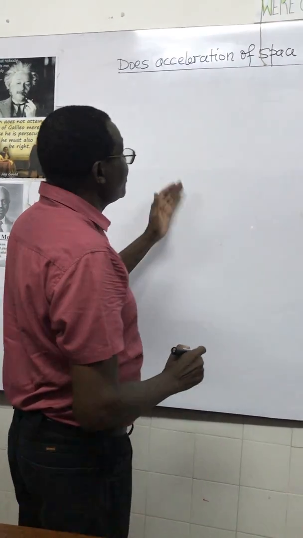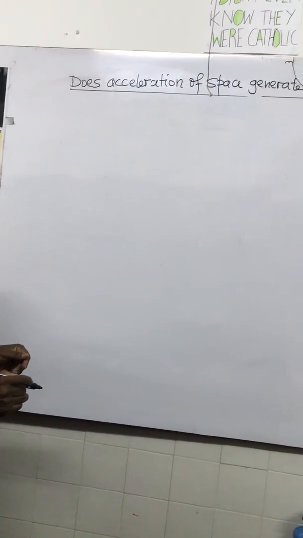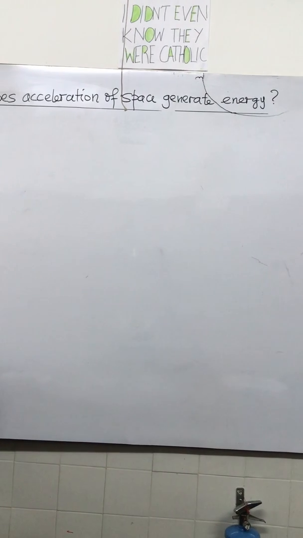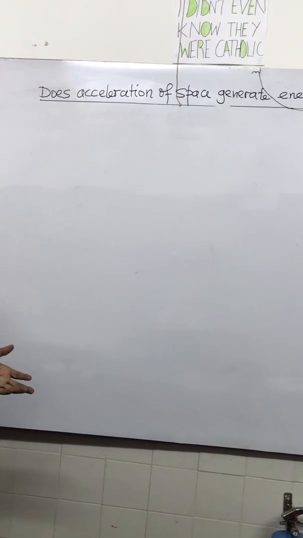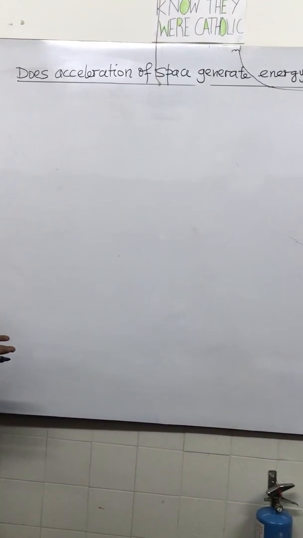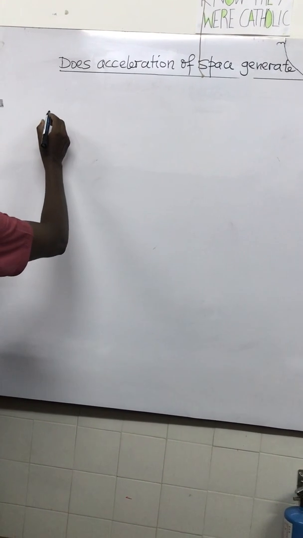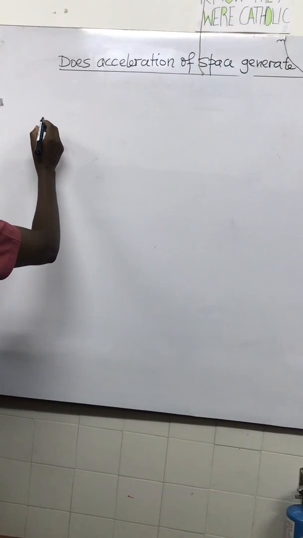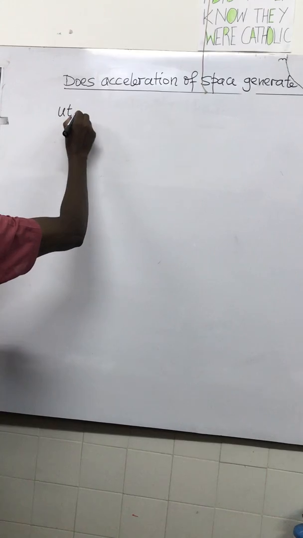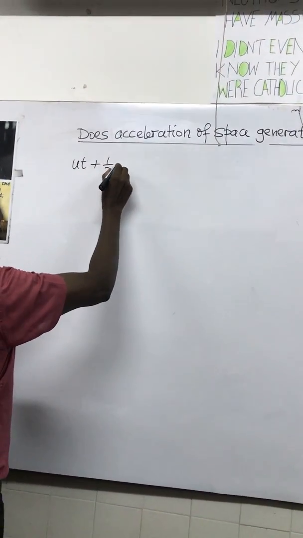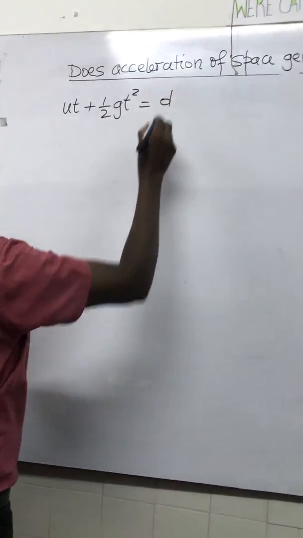Today's lesson is to investigate the question of whether acceleration of space generates energy. So we want to use a mathematical method to see whether this question can be answered or not. We will start with the familiar Galileo's equation. The equation is usually in the form of ut plus half gt squared is equal to displacement d.